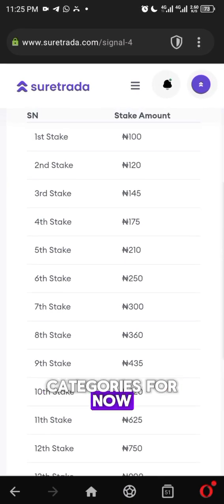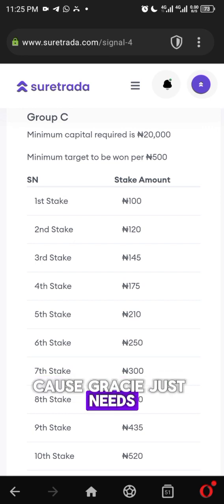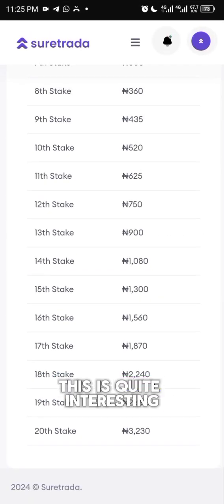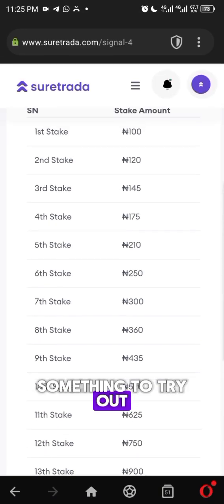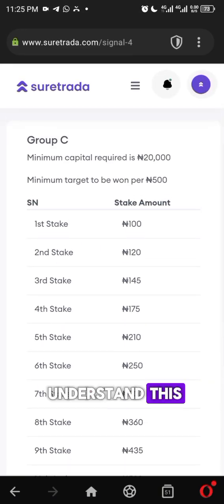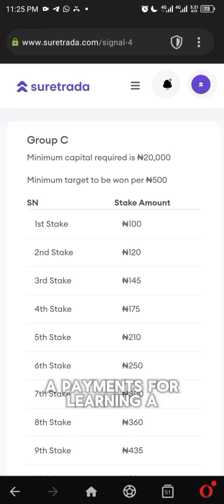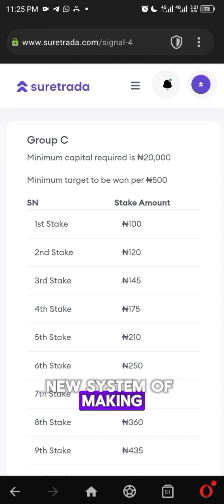Those are the major categories for now, and you can easily play them. Category C just needs a minimum of what? 20,000 naira, and you're on the go. This is quite interesting, and this is quite something to try out. Now, if you don't understand this, just know your first game you might make some error. It's okay. It's not a big deal. Most people make those errors.